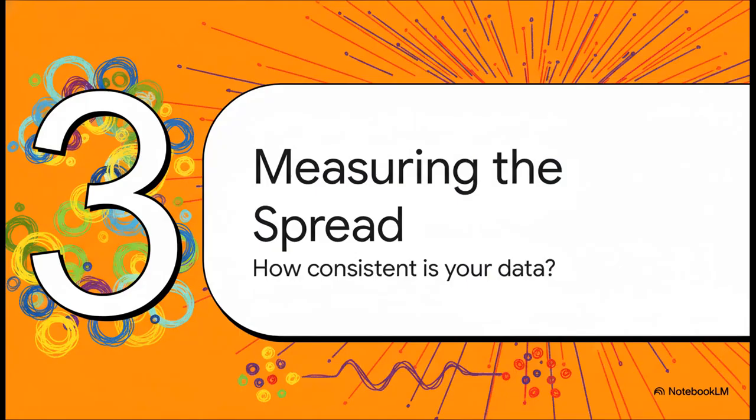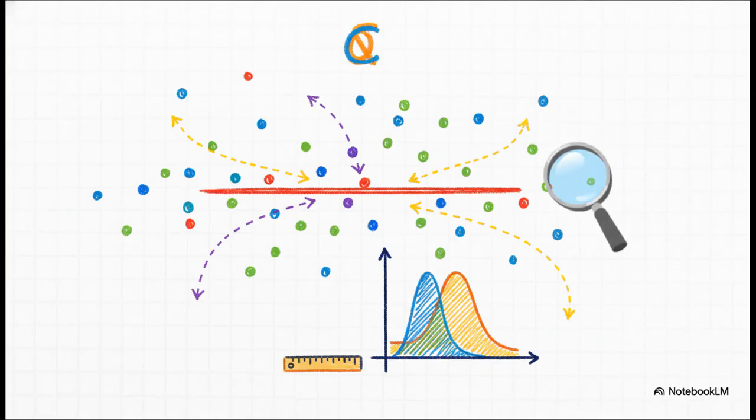Okay, so we've found the center, but that's really only half the story. Now we've got to answer that second big question: are all the data points clustered tightly around that center, or are they kind of spread out all over the place? This is what we call measuring dispersion. And the most powerful tool for this is the standard deviation. The best way to think about it is as the typical distance that any single data point is from the average. It boils down the entire spread of your data into one single powerful number.